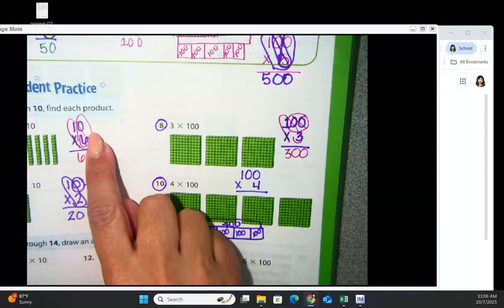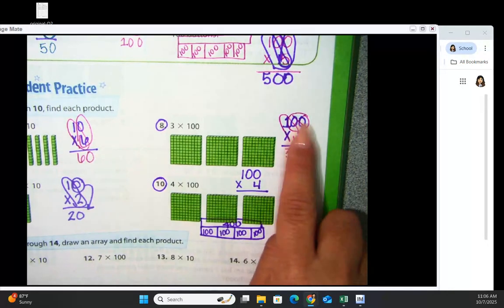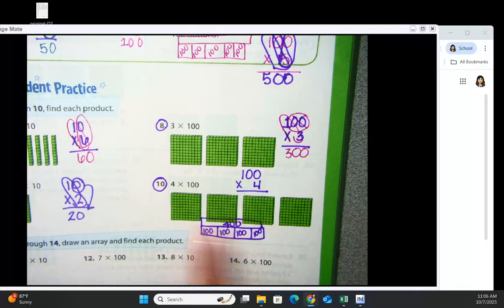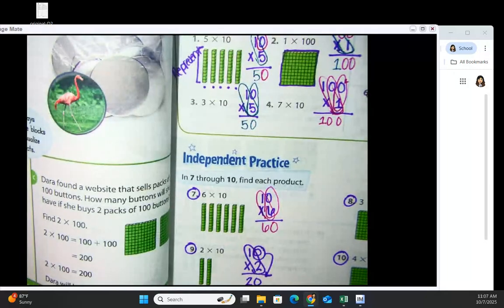Some of you did the butterfly. Some of you counted your zeros. Some of you did your strip diagram. All of these are correct. All of these get you the right answer. So when you work this out on your own, as long as you understand it, that's fine with me.